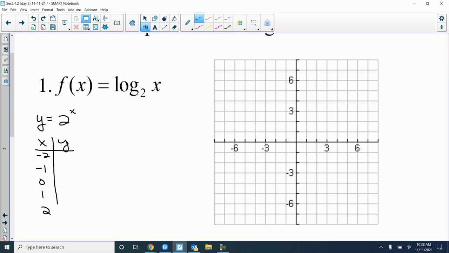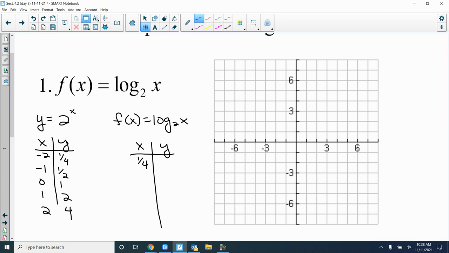2 to the negative second is 1/4. 2 to the negative first is 1/2. 2 to the 0 is 1. 2 to the first is 2, and 2 squared is 4. So now the inverse is log base 2 of x. To me, it's a lot easier just to take these points and flip them.